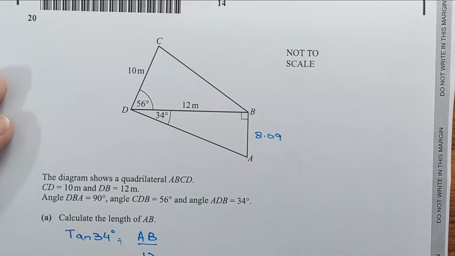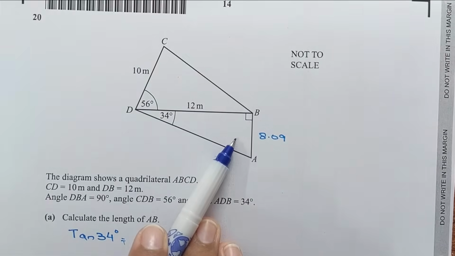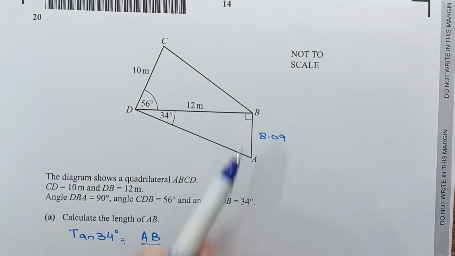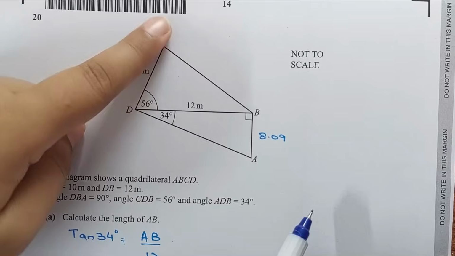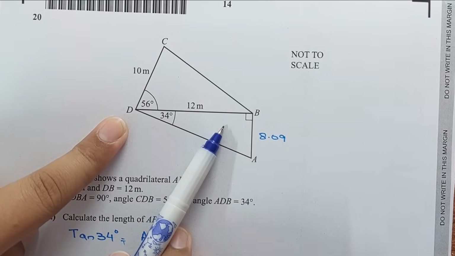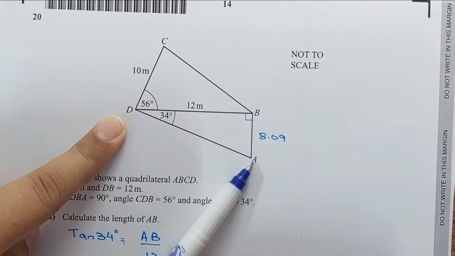Okay, now for part B, calculate the area of the quadrilateral ABCD. We need to figure out the area of the quadrilateral A, B, C, and D. Since the quadrilateral is the sum of two triangles, right? The triangle ABD and the triangle BCD. For this triangle, it is a right angle triangle. Its formula is half base times height. The base is 12 and the height is 8.09.